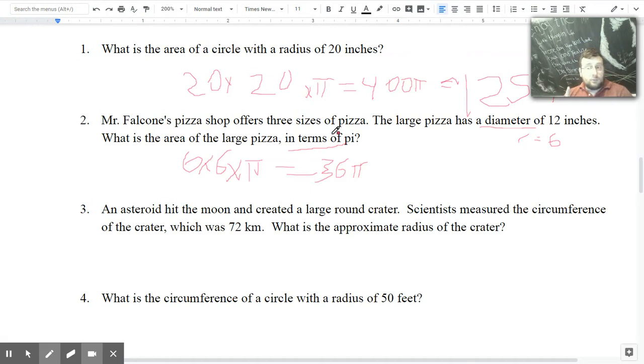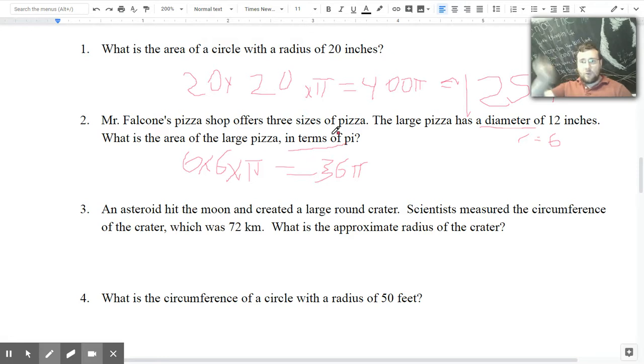Be careful, though. See how they gave you the diameter? And you could have put in 12 in there and gotten 144 pi, and that would have been the wrong answer. All right, so from now on, make sure you pause before I try each problem so that you can practice on your own, okay? All right, number 3. They're giving us the circumference of a crater.